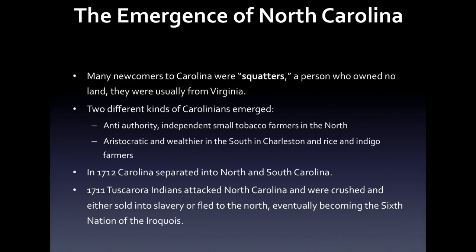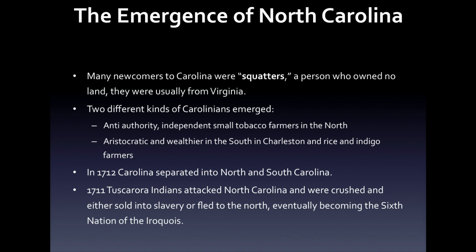And so two different kinds of Carolinians emerged: the anti-authority, independent, small tobacco farmers in the north that had come down from Virginia, and the aristocratic, wealthier people in the south, near the port of Charleston. And then there were rice and indigo farmers farther south, while the north was mostly tobacco. So in 1712, Carolina had separated into North and South Carolina, mostly along the divide of these two different groups.